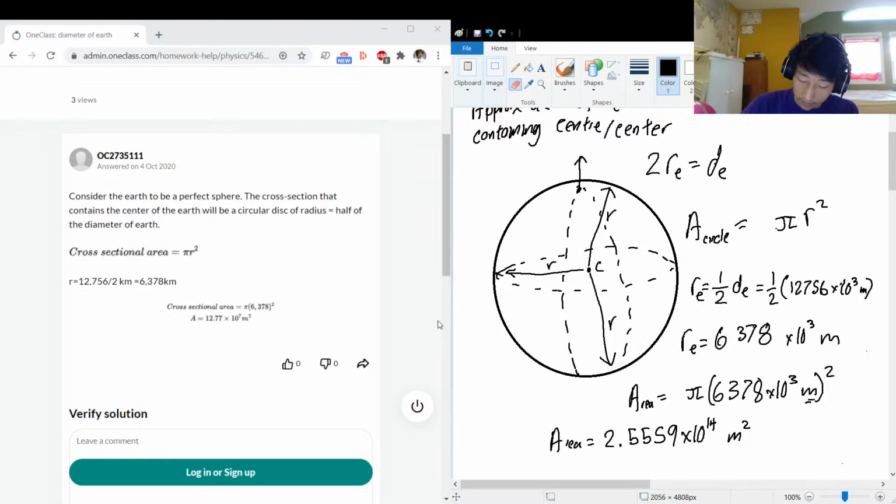Yep, that's a clear oversight. This is why you don't want to be going off the top of the dome for calculations. So it is 1.2780 times 10 to the 14 meters squared.